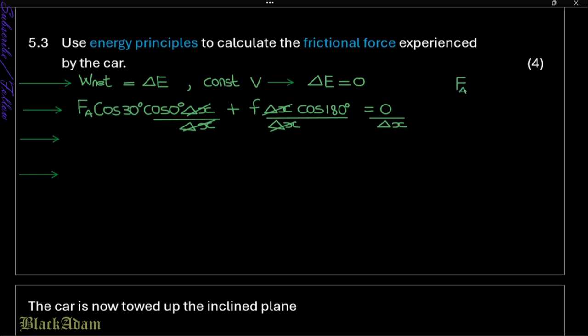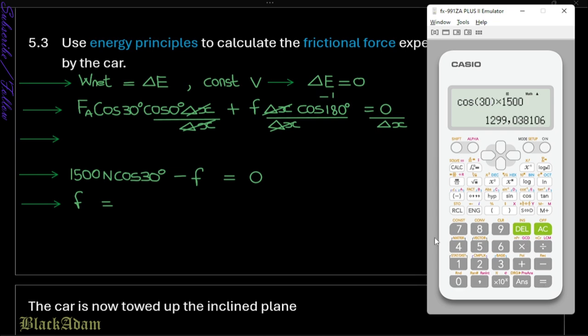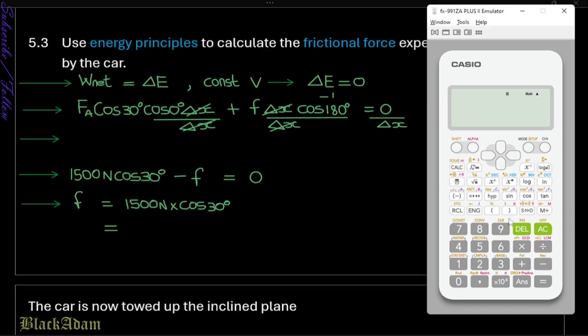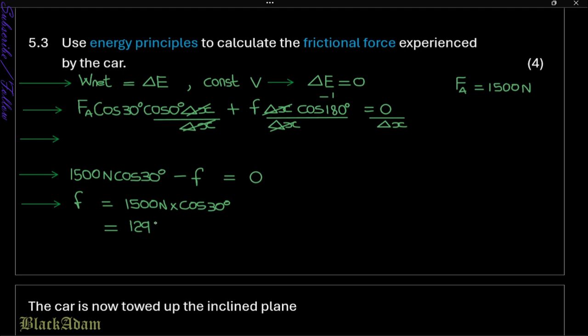Now we substitute the values. We know that the applied force is 1500 newtons. So 1500 newtons multiplied by cos 30 degrees, and cos 180 degrees gives us -1, so it's going to be minus f equals 0. Solving for friction, it's 1500 multiplied by cos 30, that's 1299.04. So it's 1299.04 newtons, and that's our final answer.